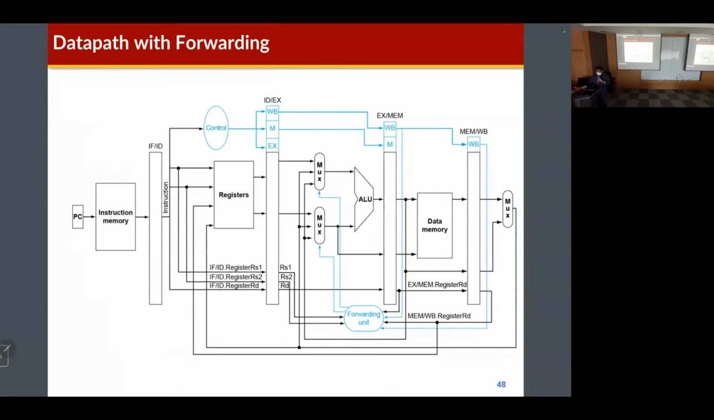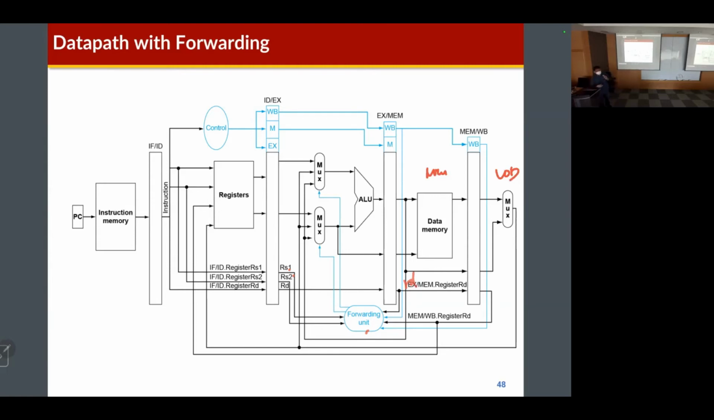So this is the completed forwarding path in the pipeline processor. The forwarding unit is here because the forwarding is performed in the EX stage. So this forwarding unit receives RS1 and RS2 in the EX stage. Also, RS1 and RS2 of the EX stage are compared with the RD in the memory stage and write back stage. Also, we need to check the read write signal.